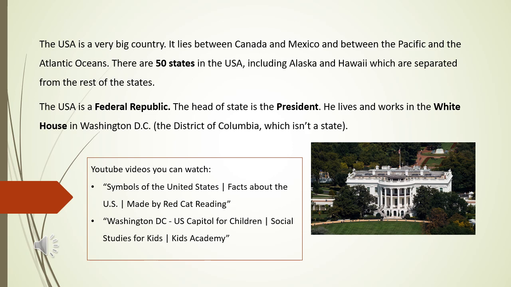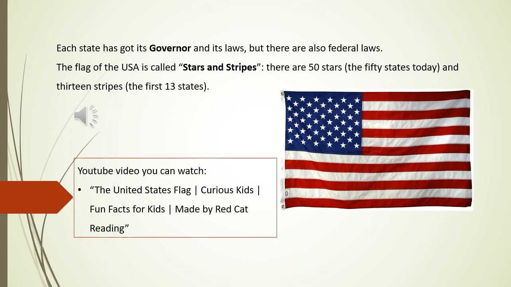The USA is a federal republic. The head of state is the president. He lives and works in the White House in Washington, D.C., the District of Columbia, which isn't a state. Each state has got its governor and its laws, but there are also federal laws.